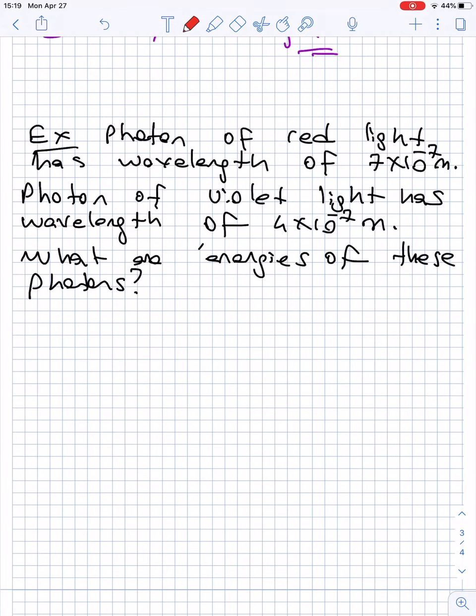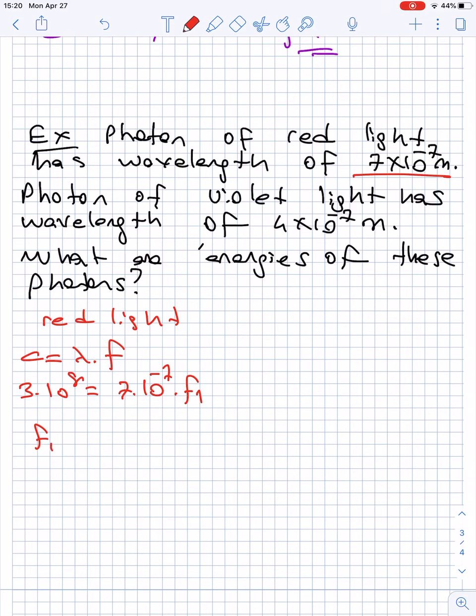Firstly, we have to find the frequency of red light and violet light. Okay, I'm starting from red light. C is equal to wavelength multiplying frequency. C is the speed of light, 3 times 10 to the 8, and the wavelength of red light I gave, 7 times 10 to the power minus 7, and the frequency we don't know. After calculating, my result is 0.4 times 10 to the 15, unit is hertz.